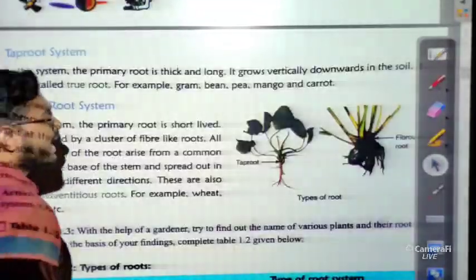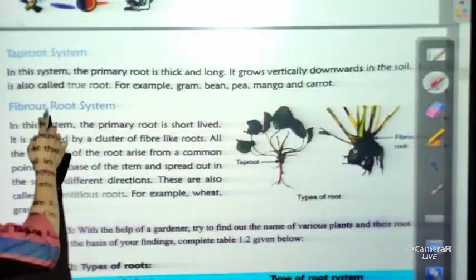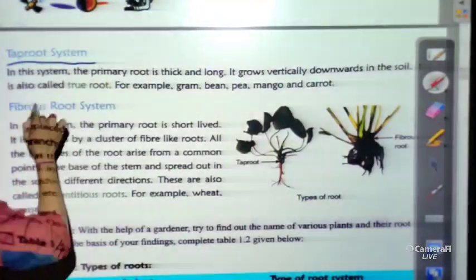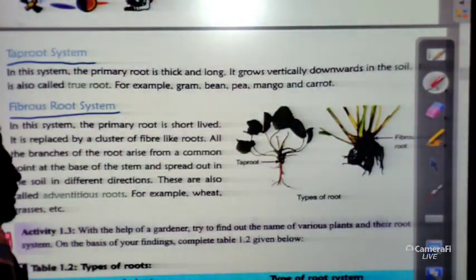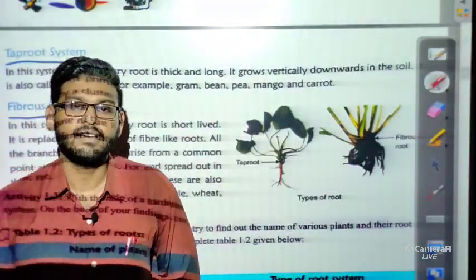The two types of root systems are one of the most important questions in the chapter: tap root system and fibrous root system. What do you mean by tap root system? What do you mean by fibrous root system? Let us discuss one by one.